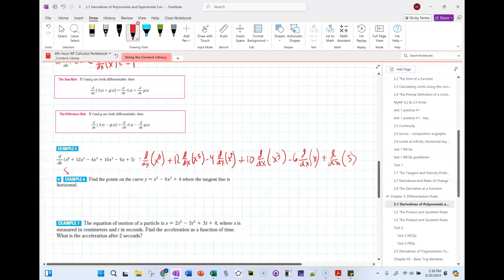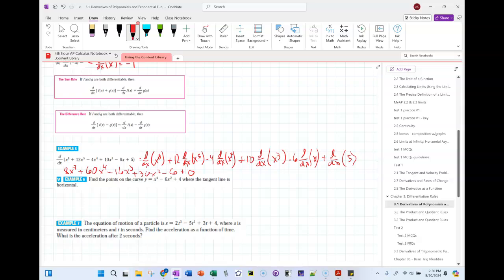So what do I have? I have 8x to the 7th then, plus 60x to the 4th, minus 16x to the 3rd, plus 30x squared, minus 6, plus 0. Everybody's okay with that? On what I did? Yeah?